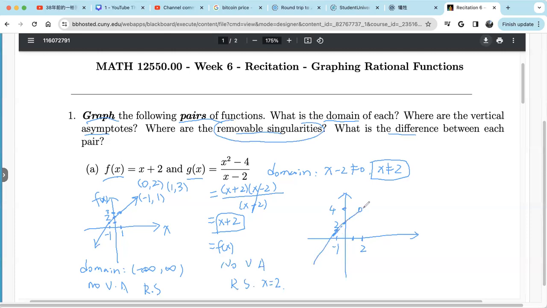So now we compare those two graphs, almost the same, right? Except at one point, except at x equals 2. F is a straight line, continuous everywhere. But G breaks. So G has this little circle. So the straight line is not continuous at x equals 2. So that's the difference. The two functions have different domains, and have different graphs.